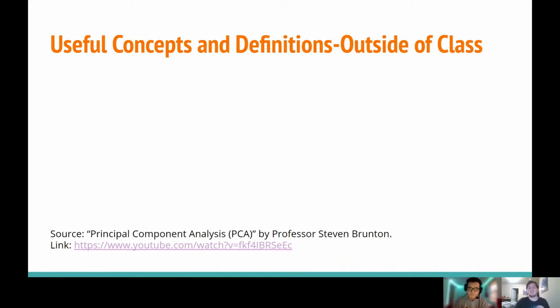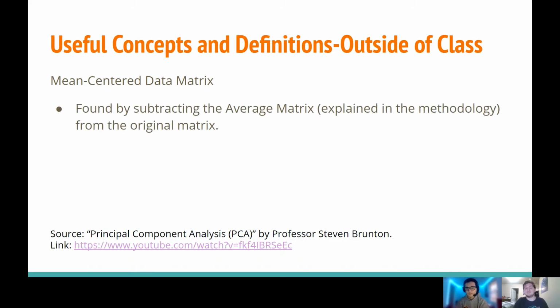There are also a couple definitions from outside of class that we'll be employing while solving PCA problems. First, we're dealing with some averages here, so one key constituent of PCA is a mean-centered data matrix. These subtract the average matrix from a matrix so that the center of distribution of data is at the origin. We'll describe in detail how to arrive at this when we delve into the methodology of PCA.